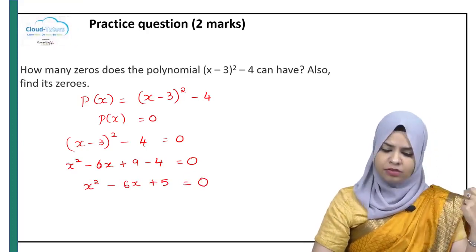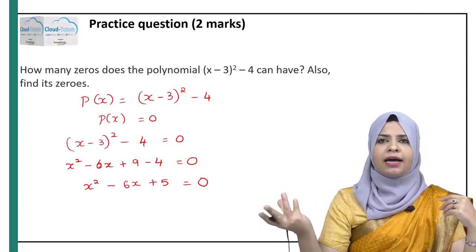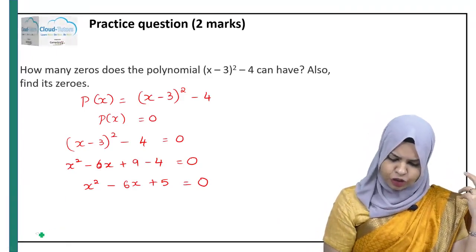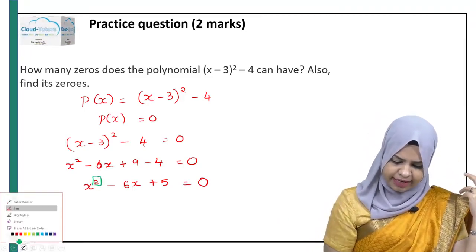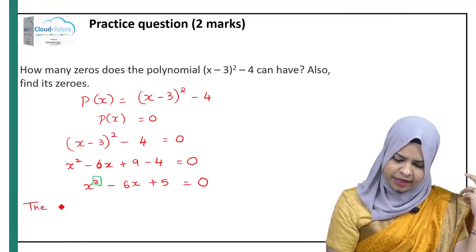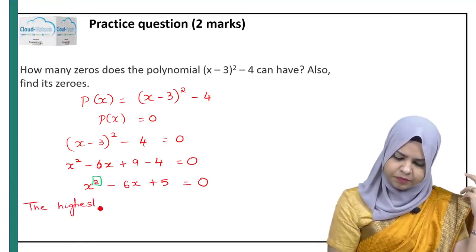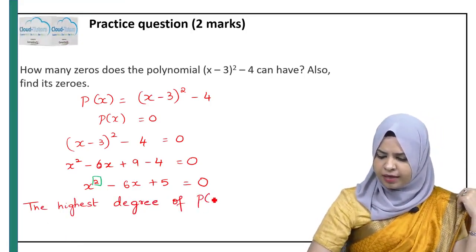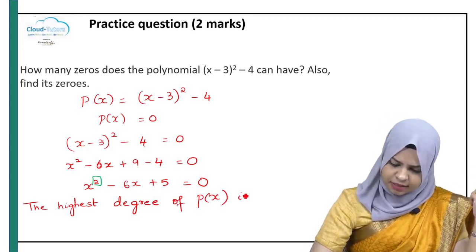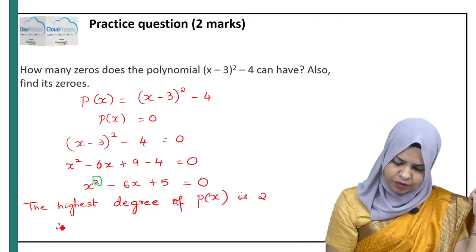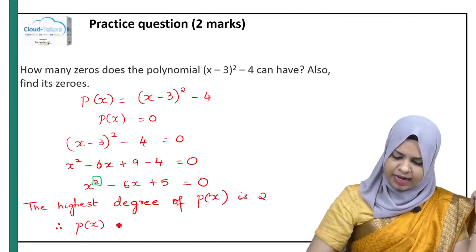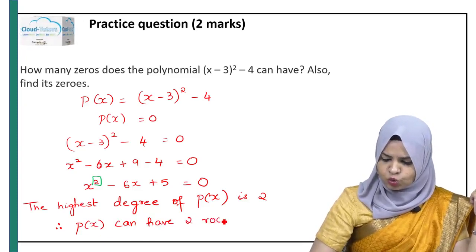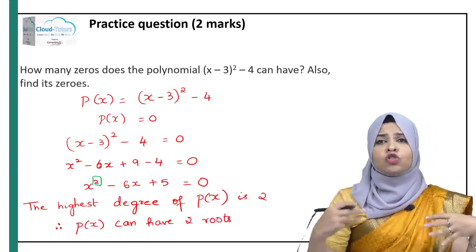How many zeros does the polynomial have? How many zeros can it have? What is the highest degree here? It is 2, right? The degree, let's write it. So the highest degree of the polynomial, the degree of p of x, is 2. Therefore, p of x can have how many roots? It can have 2 roots.